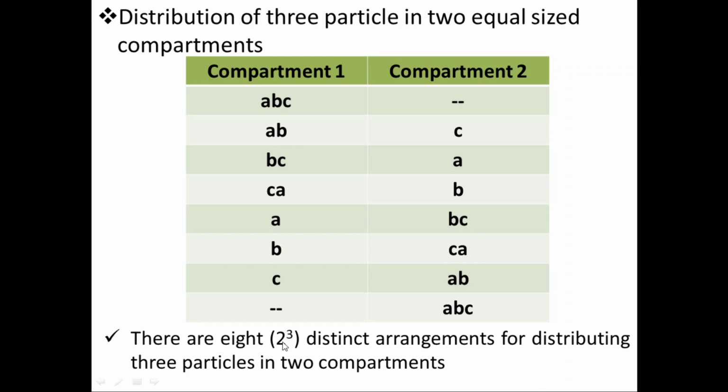If there are 3 compartments, then 2 is replaced by 3. If there are 4 compartments, then 2 is replaced by 4. So this is the method by which we can calculate the number of distinct arrangements for distributing n particles in n compartments, that is n raised to power n.